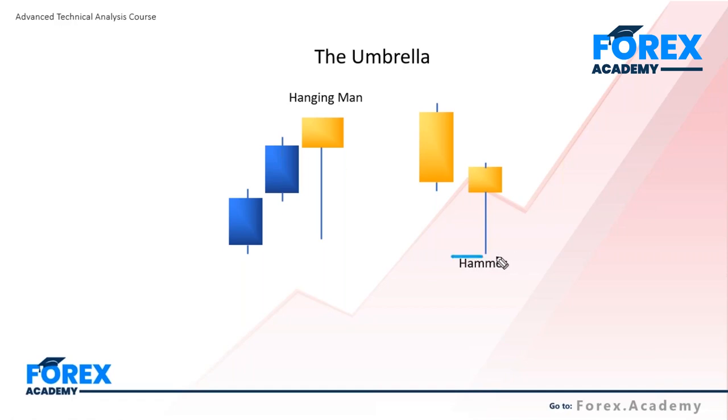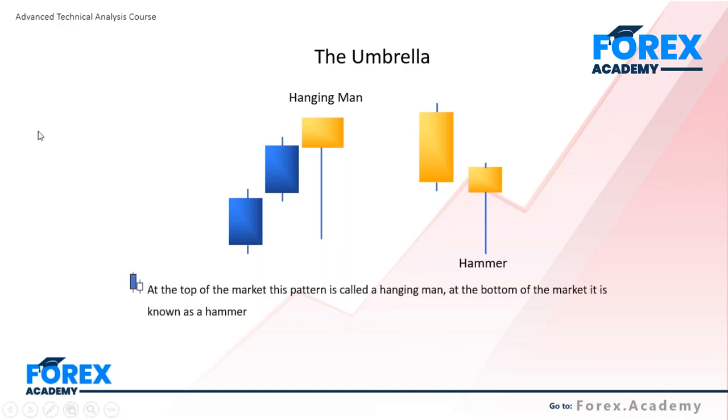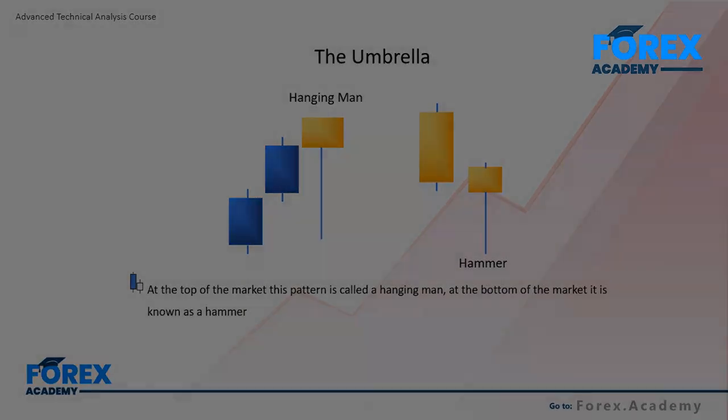As I mentioned earlier, our focus is going to lie on the hammer as the more important of the two reversal patterns. We will take a look at an alternative pattern to highlight what is more significant in terms of reversing a bullish recovery. At the top of the market, just to recap, this pattern is called a hanging man, while at the bottom of the market, it is known as a hammer.